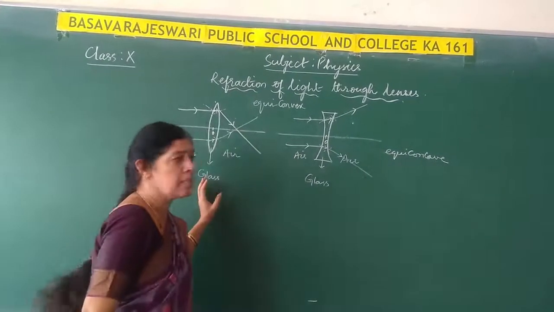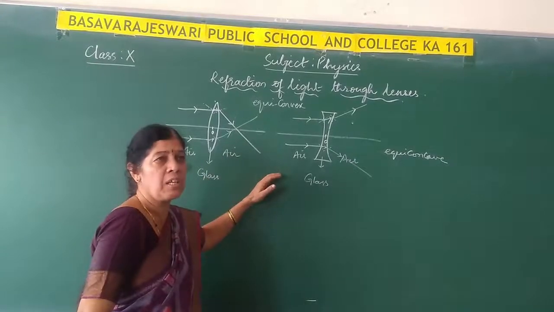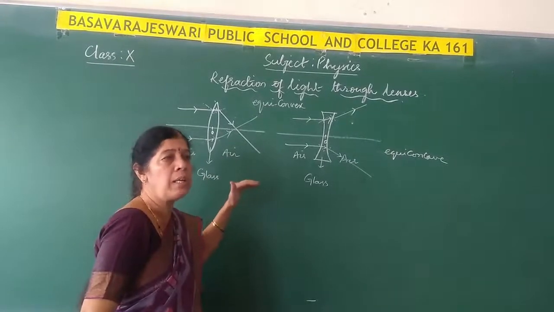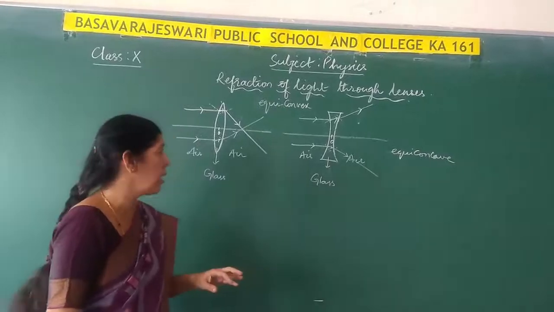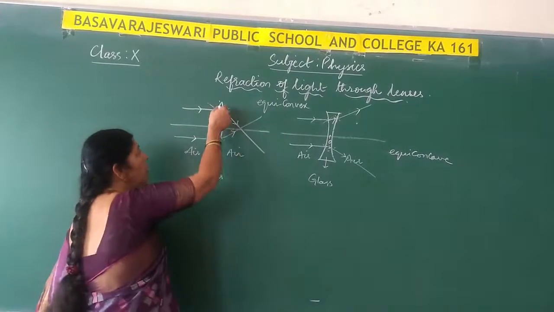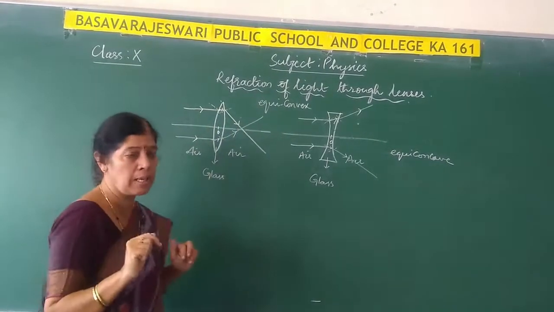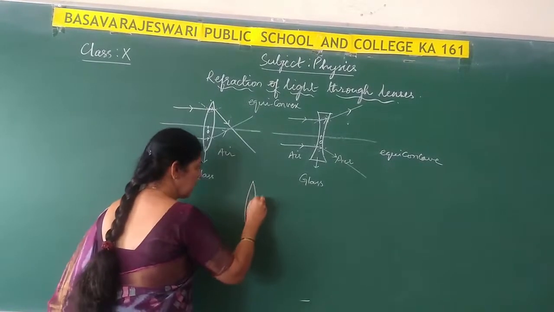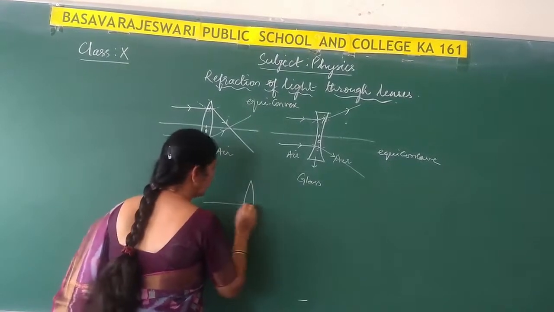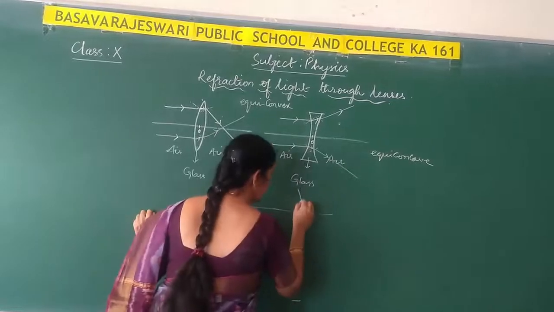So this is the exact refraction that is taking place when a light ray passes through a lens. However, when we draw the ray diagram, we will not show the refraction which is taking place inside the lens. So what we do is, either you take a convex lens, or a concave lens.